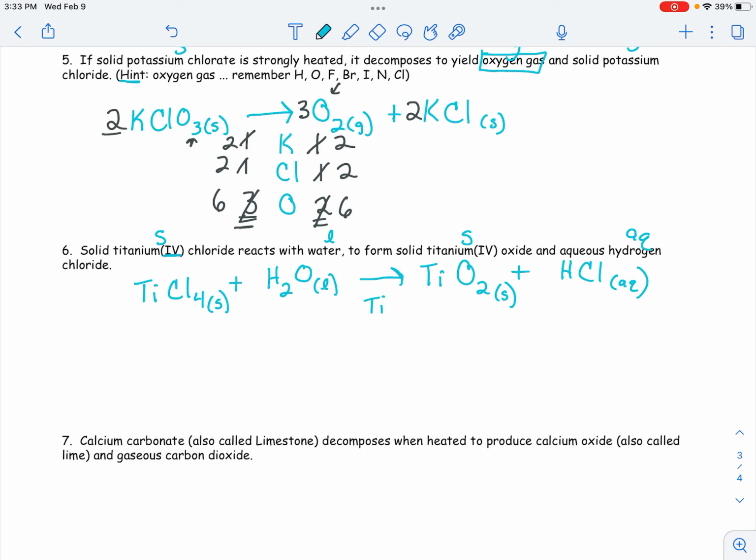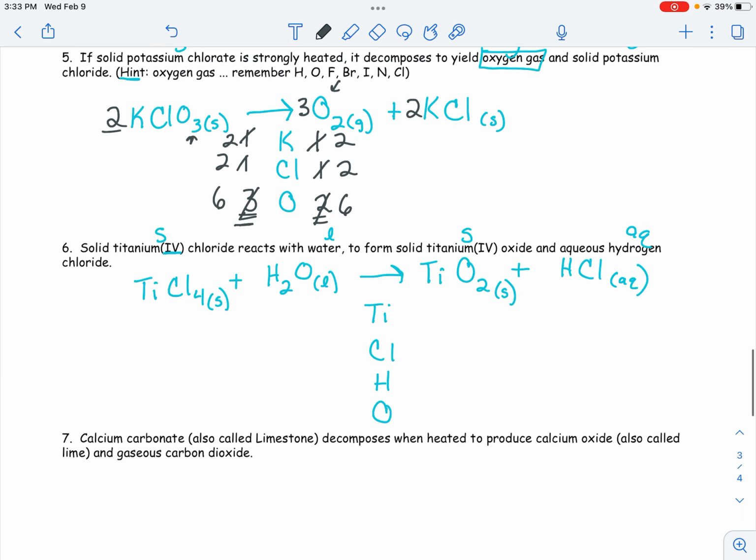So I've got titanium, I've got chlorine. I'm just going to write that down a little bit further. I've got titanium, I've got chlorine, I've got hydrogen, and I've got oxygen. And so now I'm going to count up what I have. And so to start, titanium on my reactant side, I have 1 titanium, I have 4 chlorine, I have 2 hydrogen, and I have 1 oxygen.